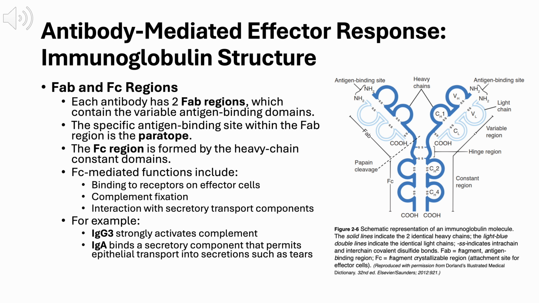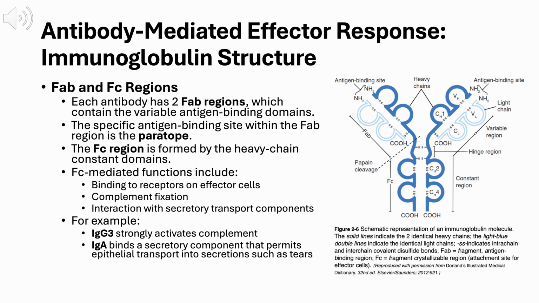Let's divide the antibody into its 2 functional territories. Each antibody has 2 Fab regions, and these contain the variable antigen binding domains, the business end for recognition. The specific antigen binding site within the Fab region is the paratope, the same term we introduced with B cells. So Fab equals recognition. The other territory is the Fc region, formed by the heavy chain constant domains. This is where effector function lives.